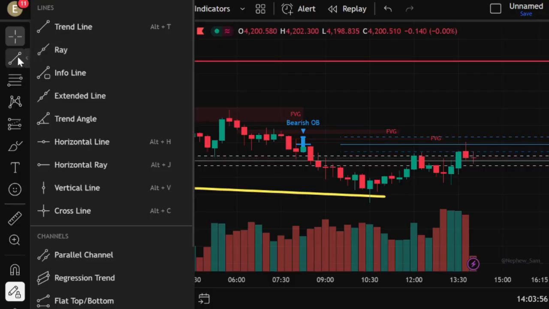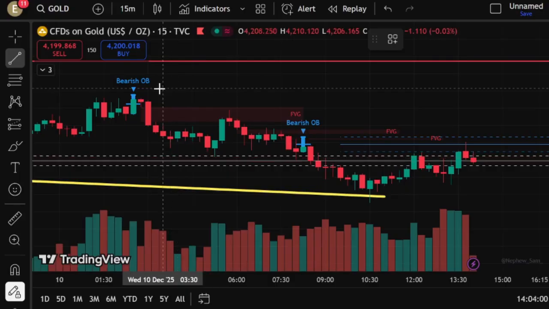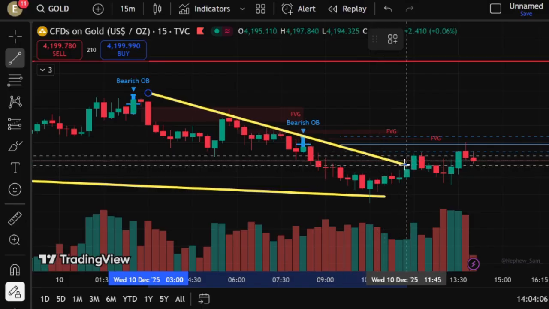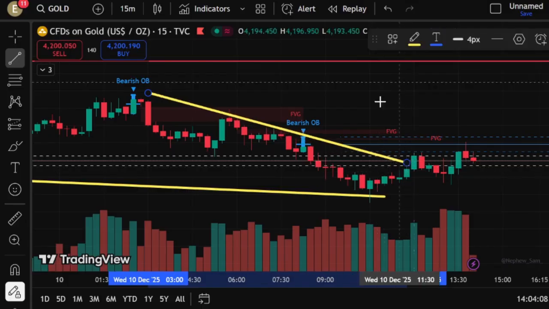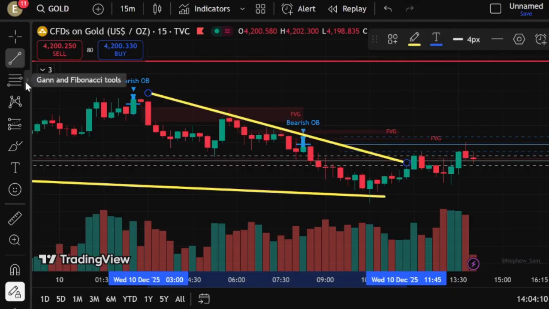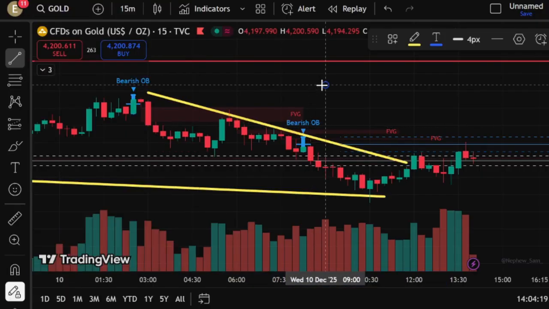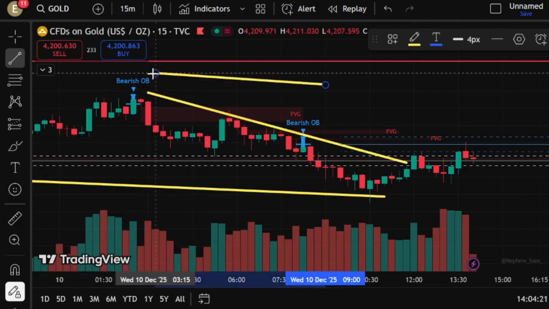Now if you tap any one, let's take a trend line as an example. Let's assume I want to draw a trend line. This is an example of how a trend line works. You can see. So that is it, all the drawings that you want to do on TradingView. Then this is where you have Fibonacci tools. The different types are all here. We have many others, all the tools are here.